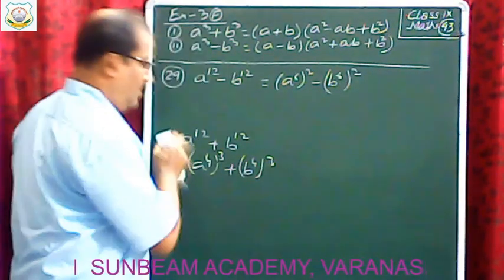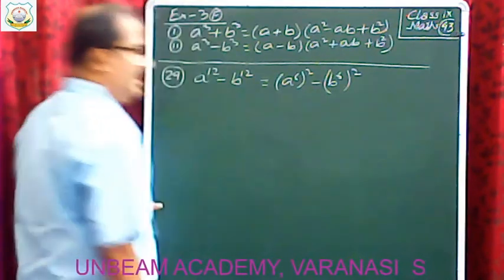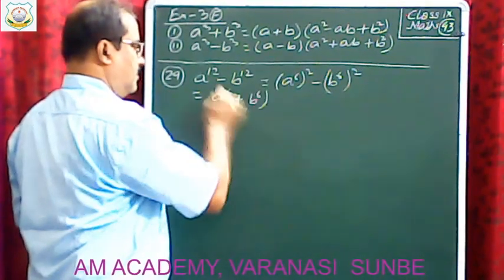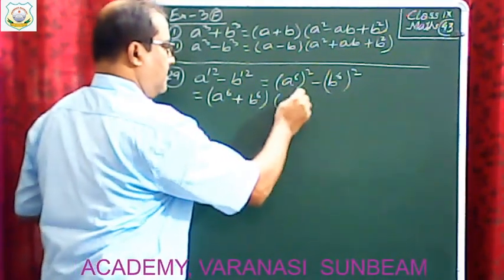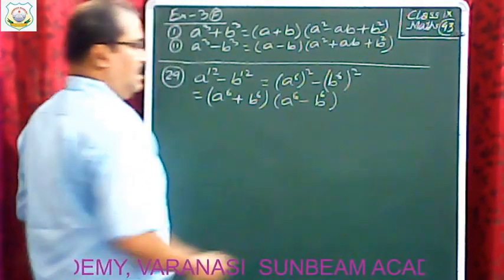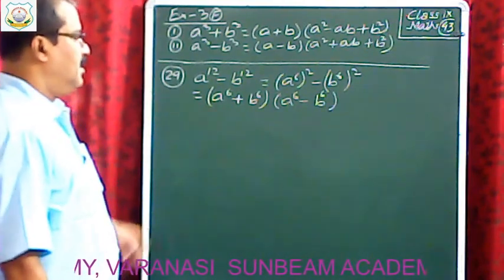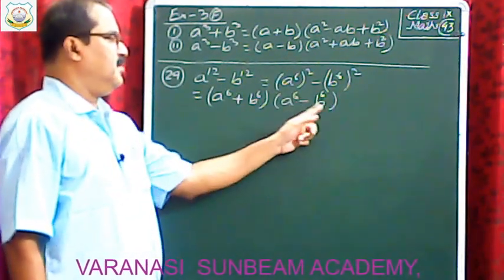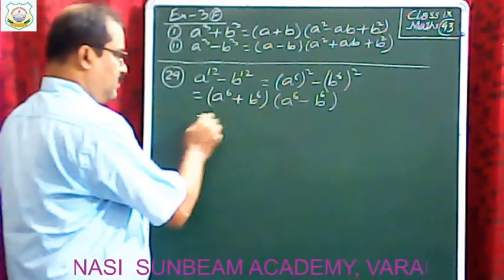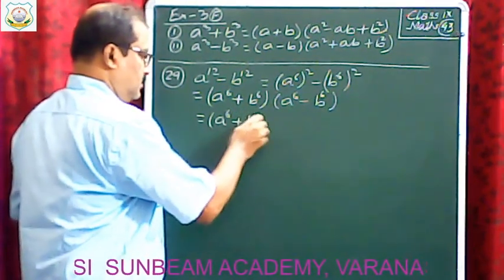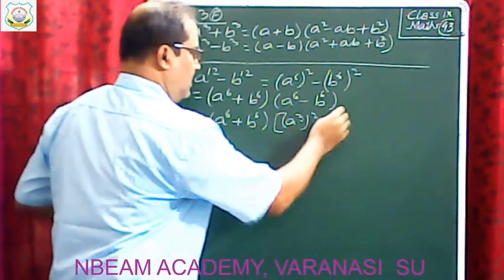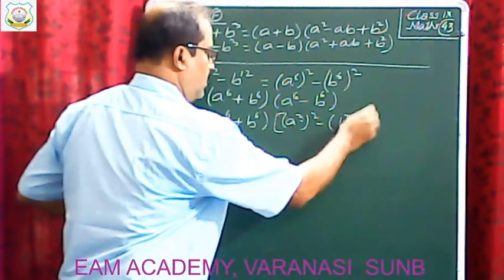And thereafter you have to follow the identity a square minus b square equal to (a plus b)(a minus b). Here a is a to the power 6 and b is b to the power 6. Again, a to the power 6 minus b to the power 6 is expressible as a square minus b square. Again, we have to express the second bracket as (a cube) whole square minus (b cube) whole square.